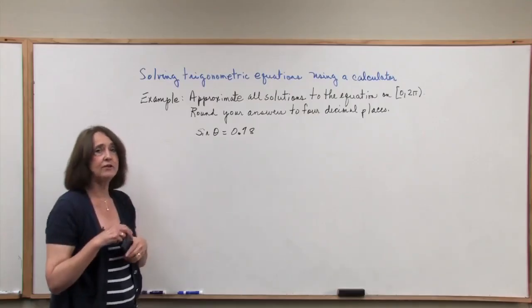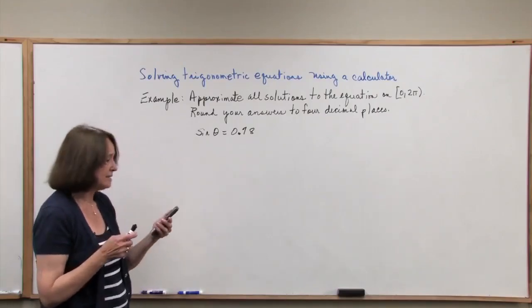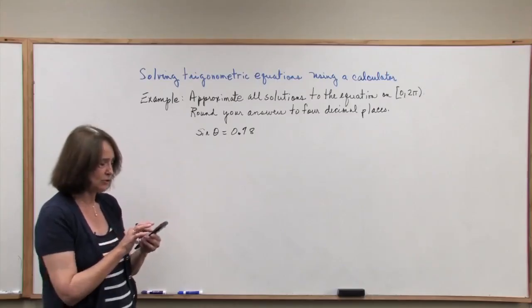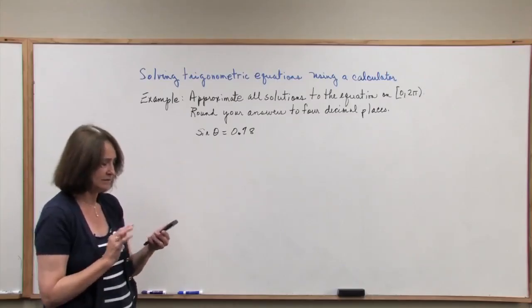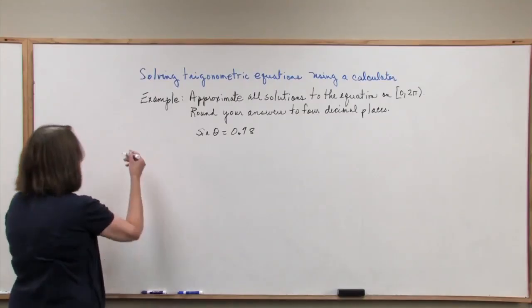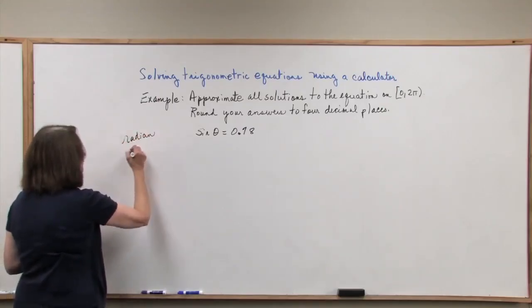Here's the calculator. First thing we need to know about the calculator is that we put it in radian mode. Make sure you know how to do that. Okay, got that. So let's write that in our notes, radian mode.